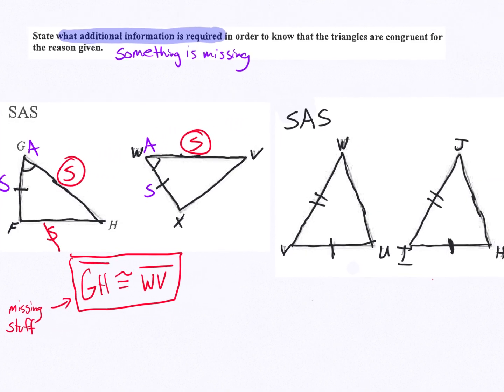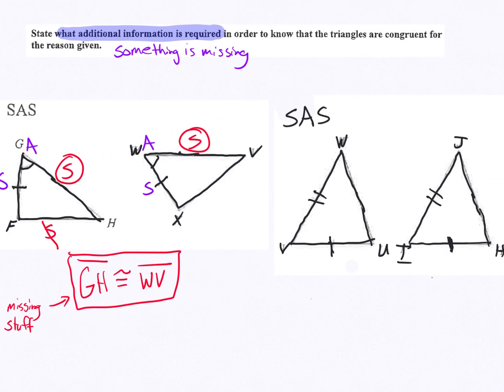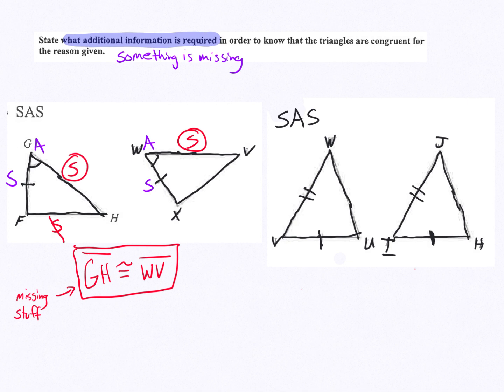All right, let's go to the next one. Once again, we're just going to label it. We have a side, a side, a side, and a side. What's missing on each of these to make it, they want it to be side angle side? What's missing on each one? An A, right? Okay.